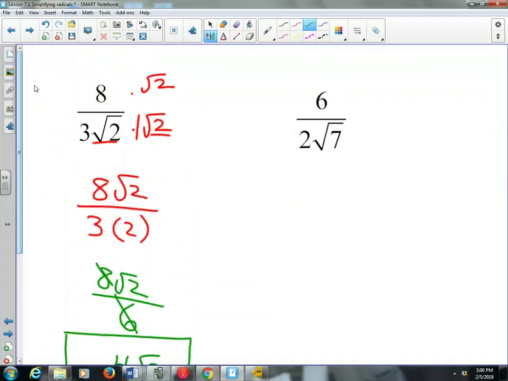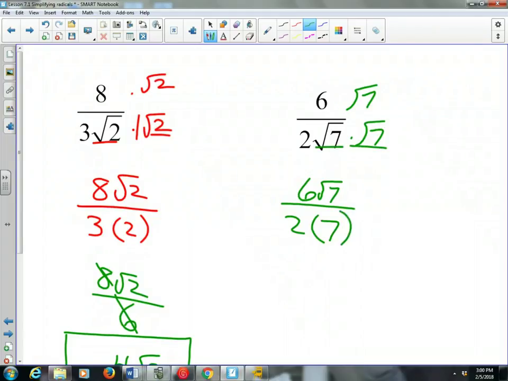Last one for the day. 6 divided by 2 square root 7. Multiply both top and bottom by whatever the radical is, which is square root 7. So in the numerator, we get 6 root 7. In the denominator, 2 times root 7 times root 7 is 2 times 7, which is 14. So we get 6 root 7 in the numerator divided by 14 in the denominator.